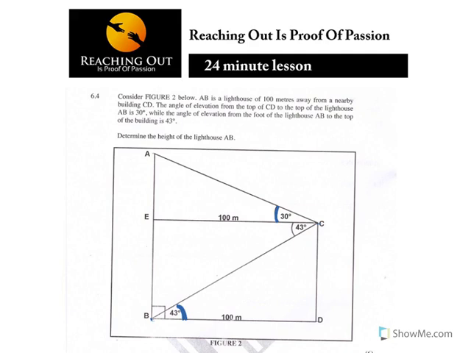Determine the height of the lighthouse AB. Now they've given us 100 meters of BD, which is the same as EC, 100 meters, and they're also telling us that this angle is equal to that angle. So the only way they are trying to tell us is that these two lines are parallel, because these two angles are equal as well, which means we can come up with two diagrams.